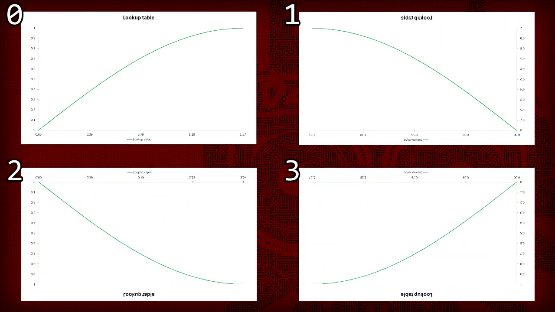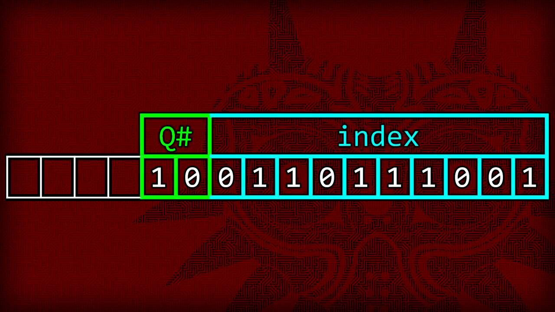So how do we find the correct value from this table based on the input? Well, we need to take a look at our angle in binary. First, we shift this number right by 4 bits, giving us 12 bits left to work with. We then split this into 2 numbers. The lower 10 bits will be our index into the lookup table, and the upper 2 bits tell us which quadrant of the function we're looking at.